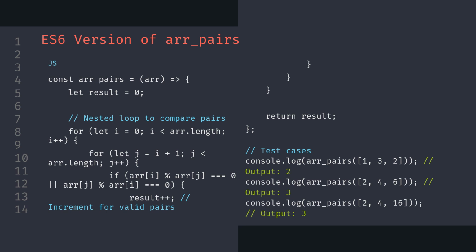The ES6 version uses modern JavaScript syntax: arrow functions for concise function expressions, const for immutable variables. The logic remains consistent with the ES5 implementation while improving readability.